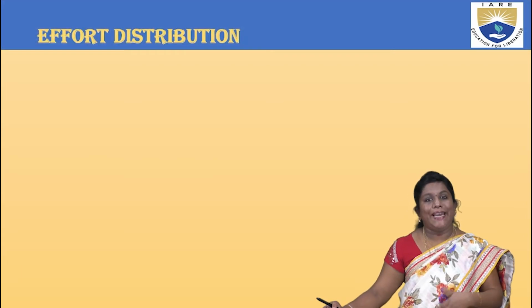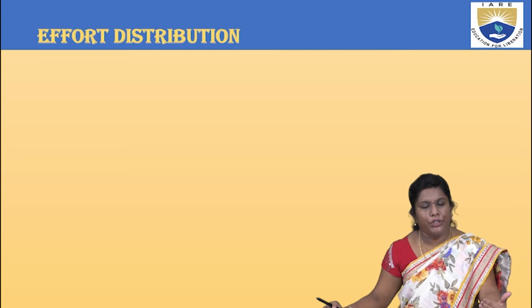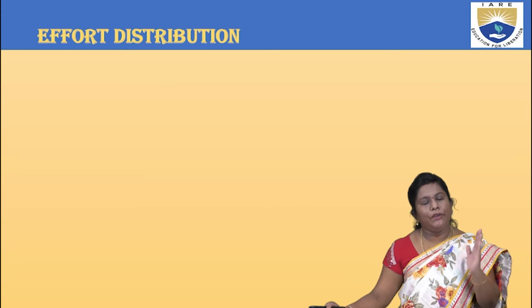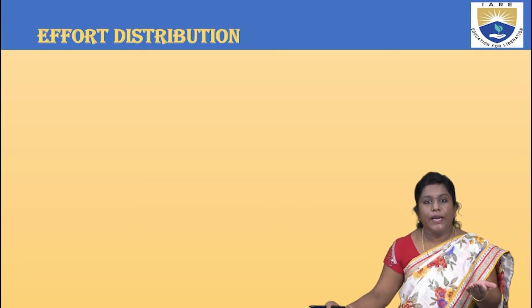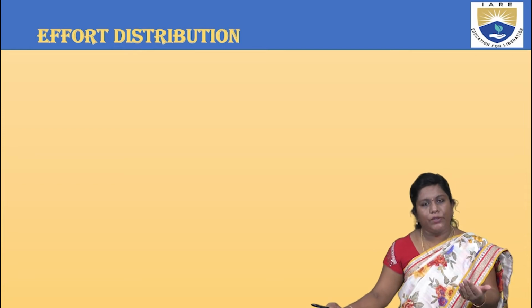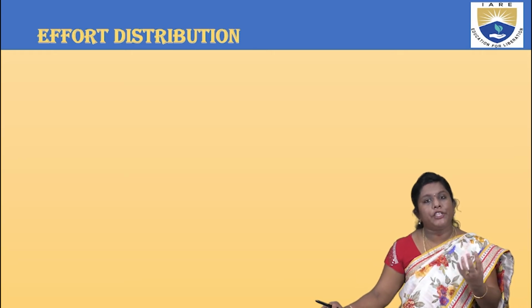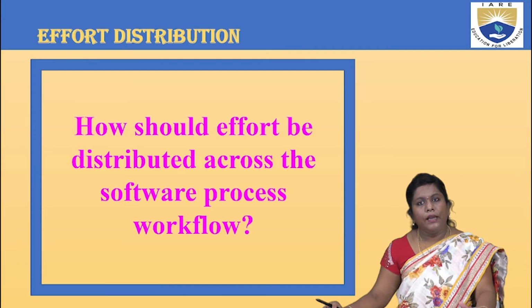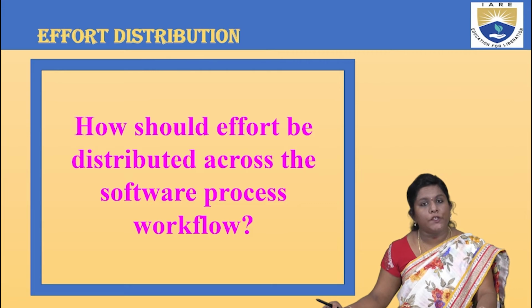Moving to the next category under project scheduling, effort distribution. As I told you, whenever you define a project, you have various tasks involving people. How much time are they taking to execute things? How is the effort being applied to them? And how is this effort being distributed across the software process workflow?